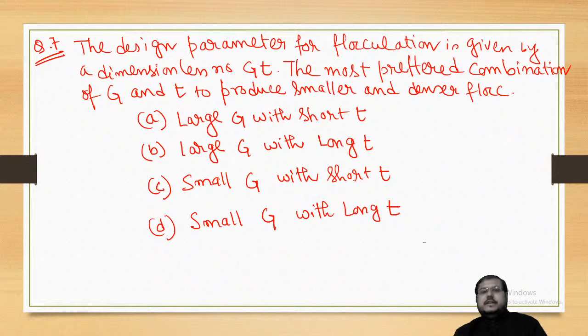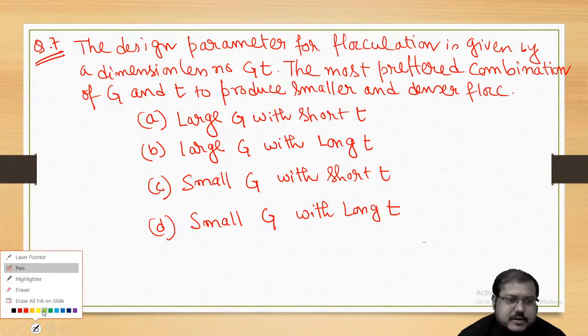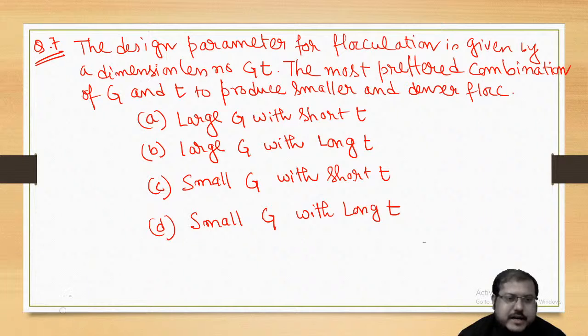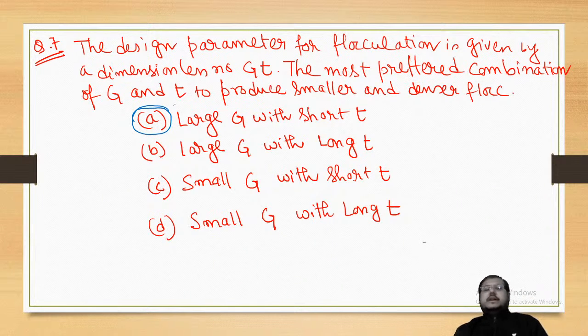So quite obviously when the size of the flock is less, as the GT value is fixed, the G value should be large. So option A will be the correct answer: large G with short T. Option A will be the correct answer.